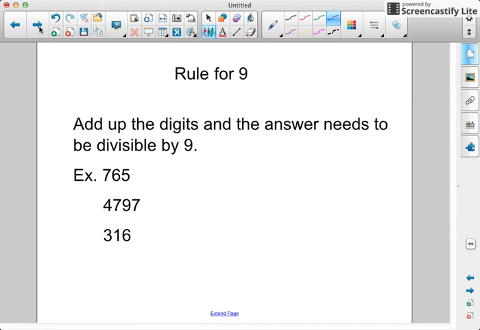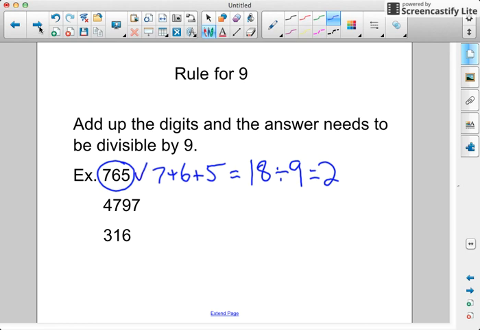If we look at the rule for 9, it's very similar, but after you add up the digits, that number has to be divisible by 9. Okay, so I would go 7 plus 6 plus 5. This gives me 7 plus 6 is 13, plus 5 is 18. 18 I can evenly divide by 9. It would give me 2 wholes. So therefore, since that's divisible by 9, the entire number 765 is also divisible by 9.